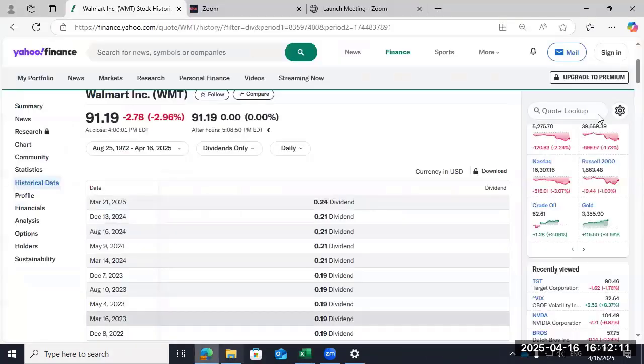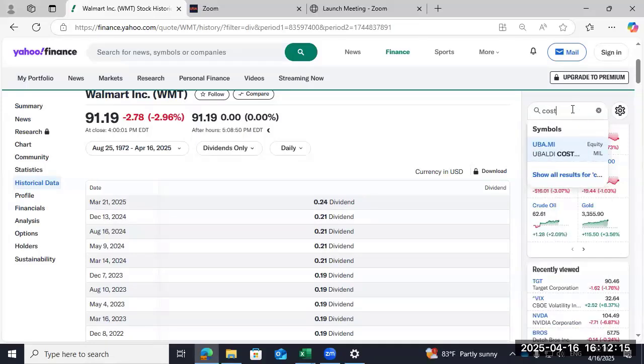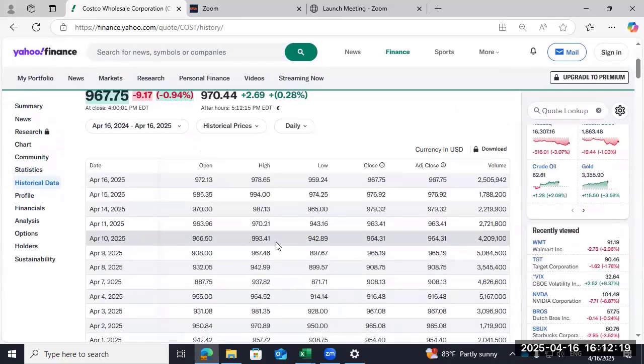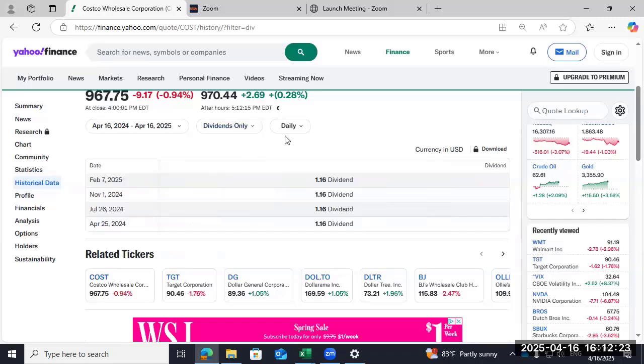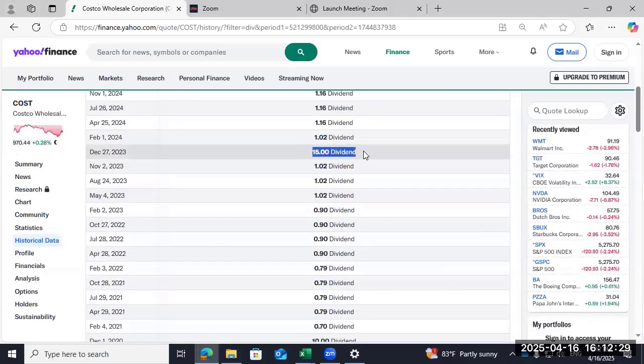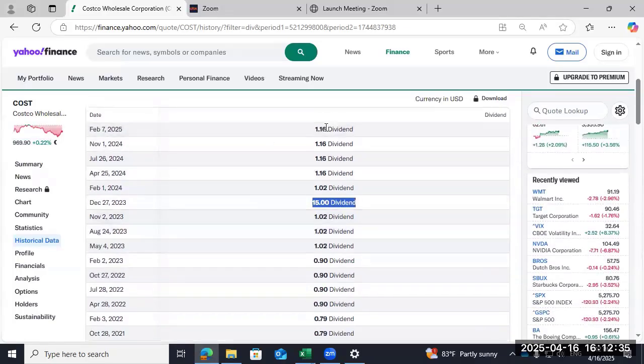For some firms, Costco, I don't know if any of you are going to do Costco. I think 1 or 2 of y'all did Costco for your paper. Costco is a very bizarre firm in that they pay these massive dividends every few years. And how do you handle that? I would probably ignore that and just stick.